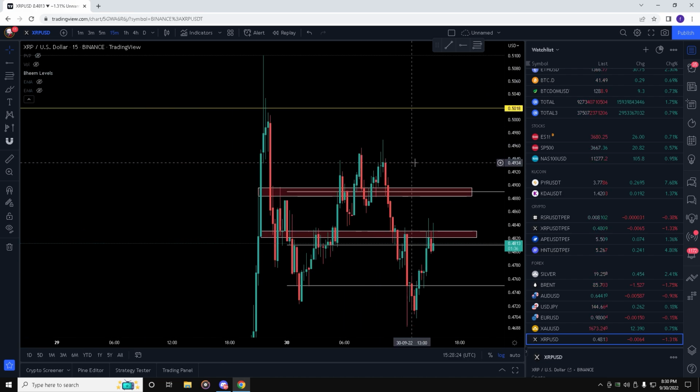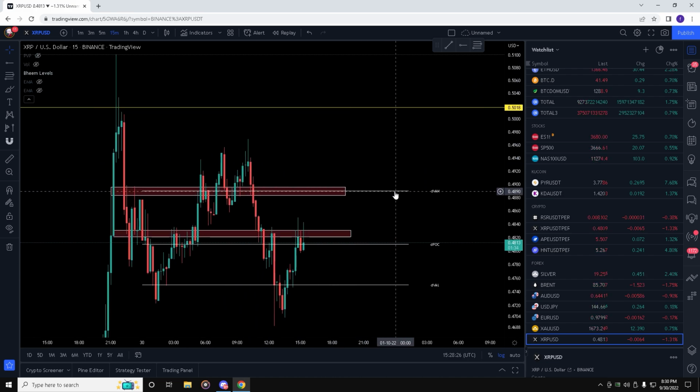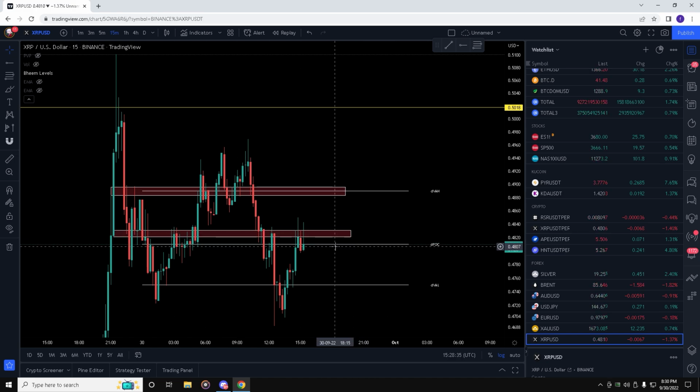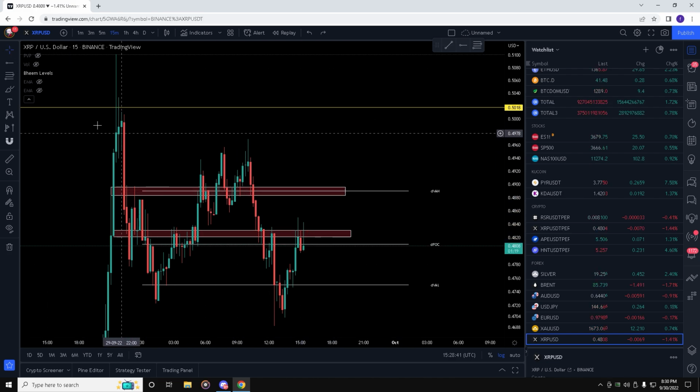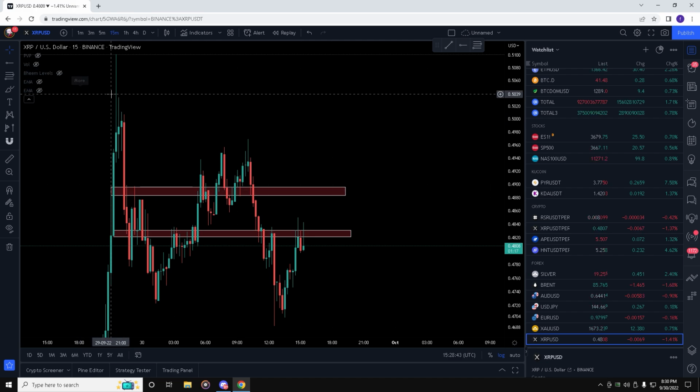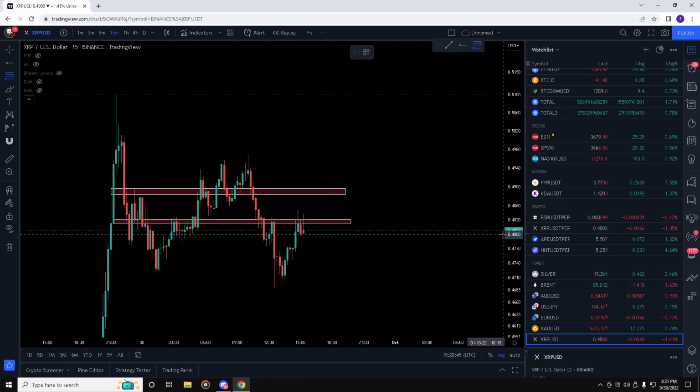Then we are going to add the beam levels indicator. We can see the value area high is also lining up with this. The POC is slightly towards this box, but if the POC reclaims, we can expect a pump on XRP towards the next levels. Okay, so we have got another confluence due to the value area high, and now we are going to look for Fibonacci retracements.